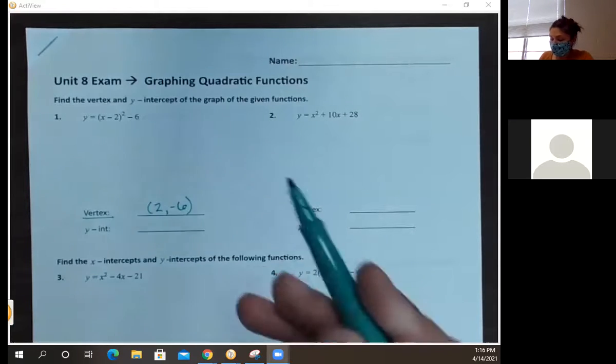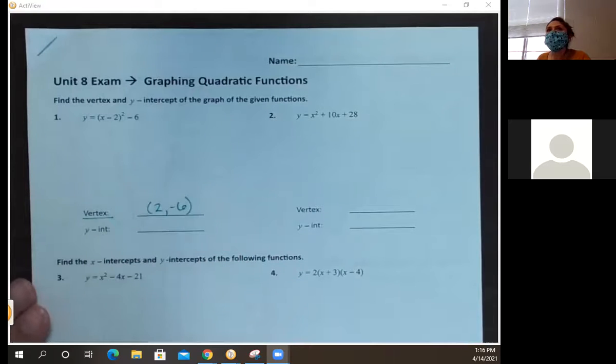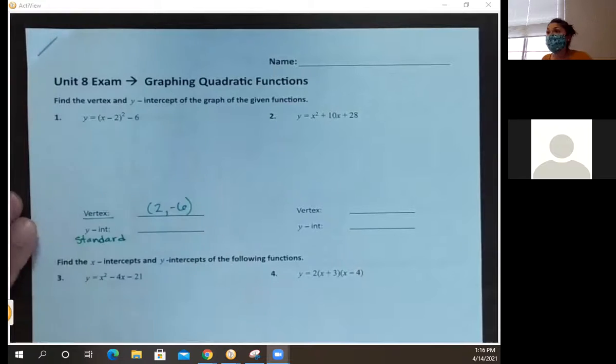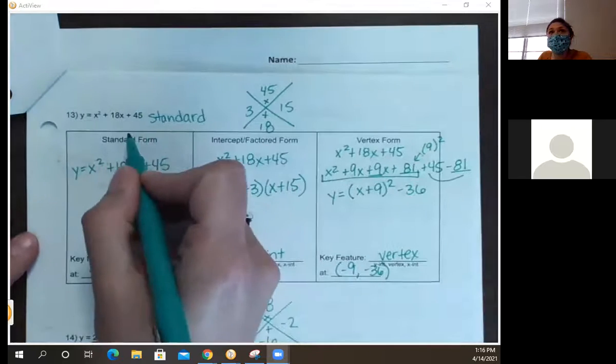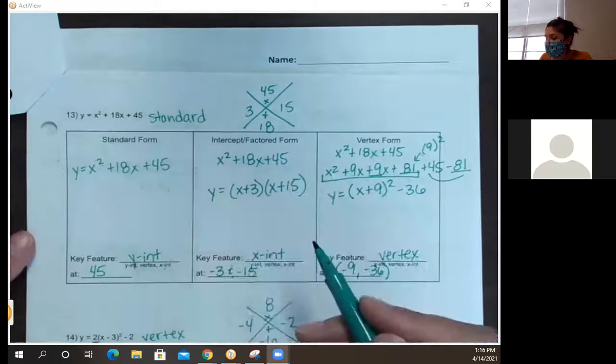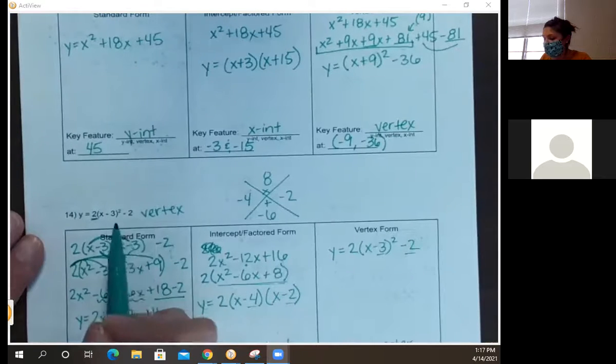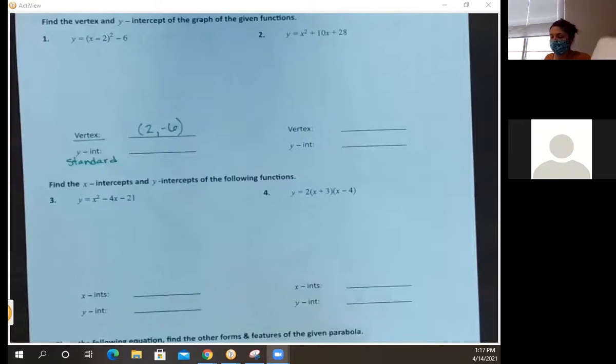Okay. Now, I also want the y-intercept for this graph. What function form would give me the y-intercept? Standard form. I want standard form so that I can see the y-intercept. So good news, this is also something that we practiced. We did a whole bunch of questions where I gave you a function in some form, okay? And then we swapped it out to a different form. So here's one where we had vertex form and we changed it to standard form by distributing. So that's what we're going to do here.